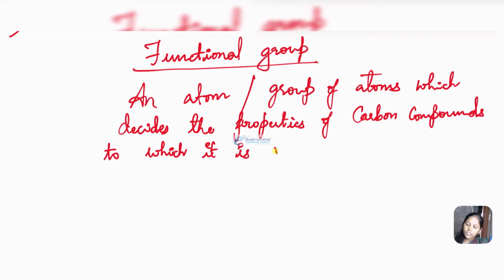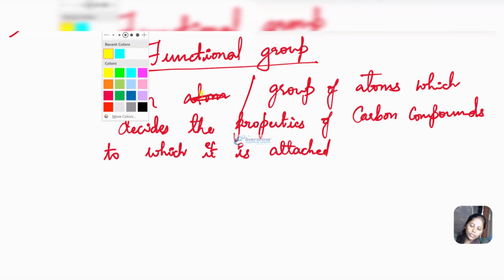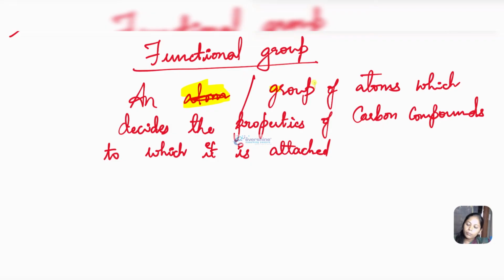So it's a group. Functional group means it may be a single atom, or it may be a group of atoms. What is a functional group? It is a single atom or group of atoms. What will this group of atoms or single atom do? It will decide the property of carbon compounds. For example, I will list all the functional groups, then I will explain. Okay, so which are the functional groups?